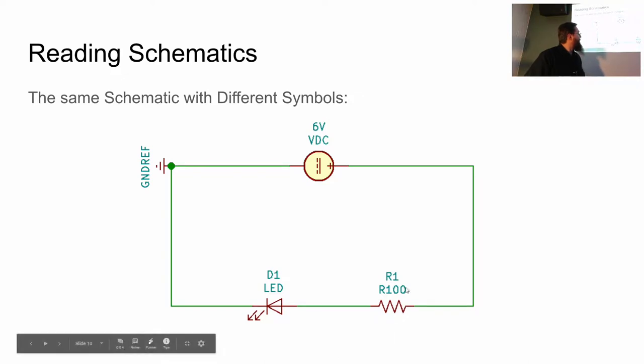Then you've got, this time, an American resistor that is connected to the positive side of the battery. See the plus? And the other leg of the resistor is connected to the LED, and the LED is connected back to the negative side of the battery.